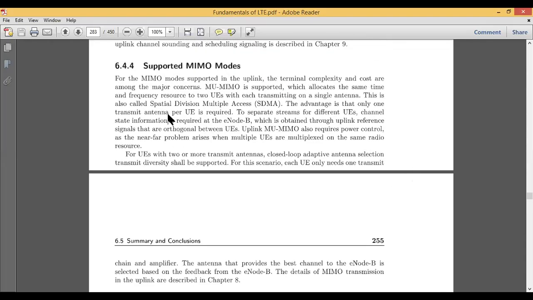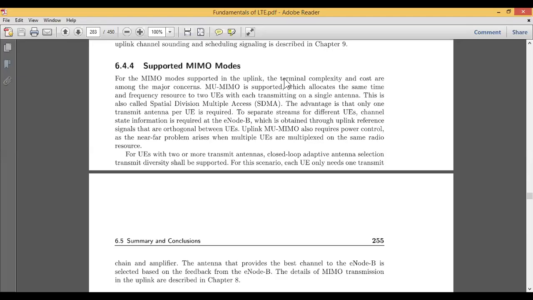Now the last here is supported MIMO modes. Once we have the physical layer and once the resources are allocated, then we need to go for supporting the MIMO systems. MIMO is basically nothing but multiple inputs and multiple outputs. So these MIMO systems can be supported in the uplink as well as in the downlink. That is the first case.